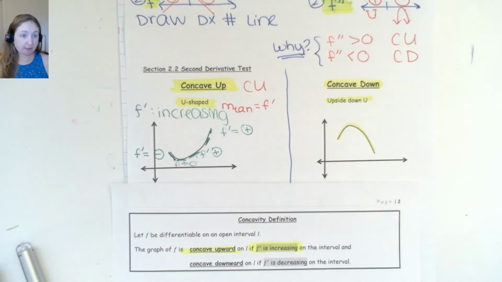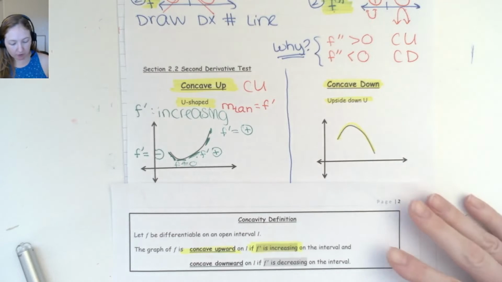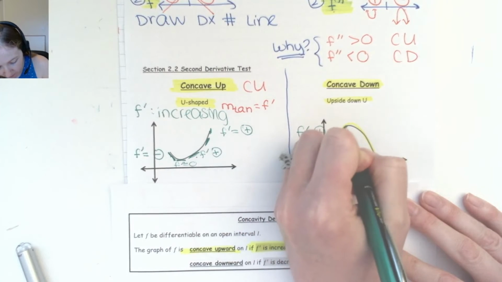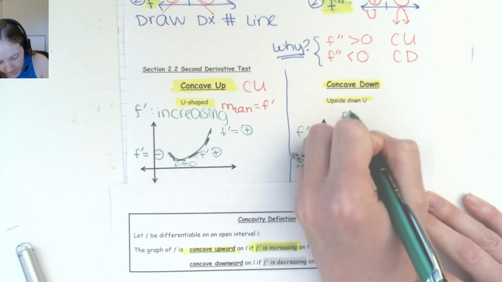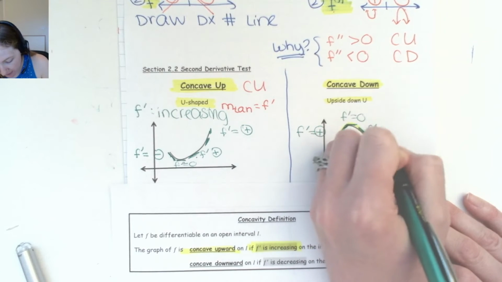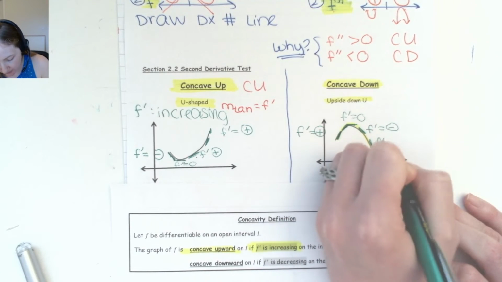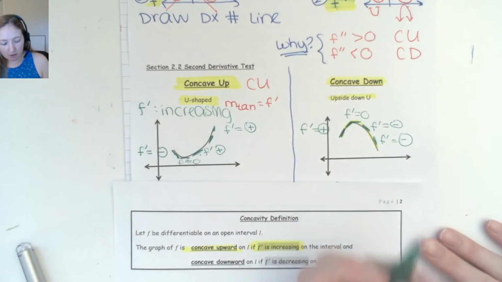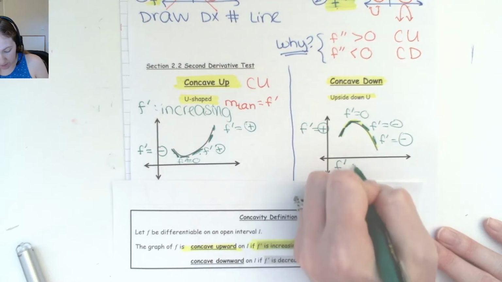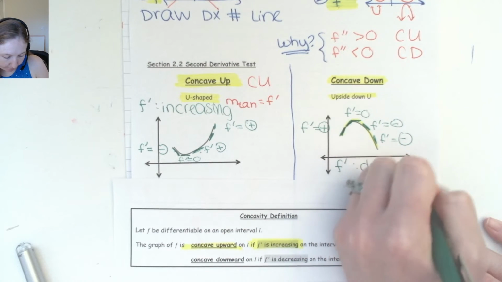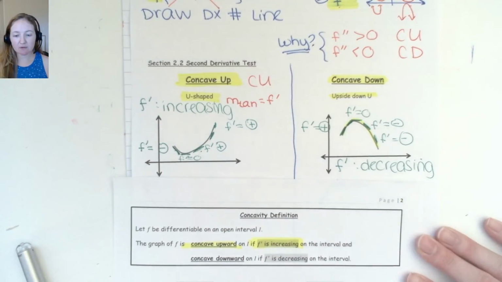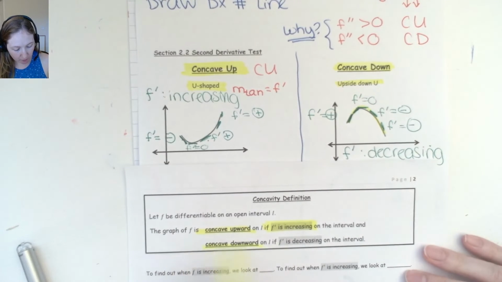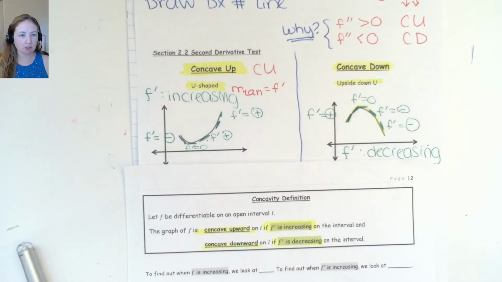You could do exactly the same analysis for concave down. Here my derivative is positive, then it becomes a little more shallow, then it goes to 0, and then it goes negative, and continues going more and more negative. So you're switching from positive to negative, so your first derivative is decreasing. And that's exactly what the definition of concave down says: the function is concave downward if the first derivative is decreasing.